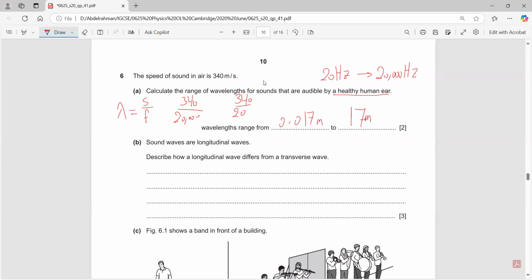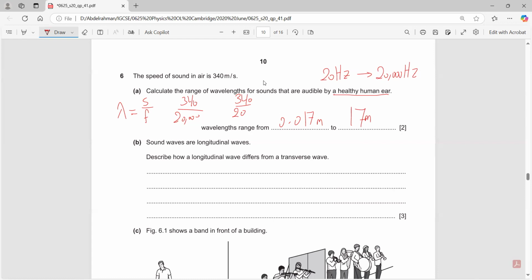Sound waves are longitudinal waves. Describe how a longitudinal wave differs from a transverse wave. A longitudinal wave vibrates left and right, parallel to the energy motion, while the transverse waves vibrate up and down, perpendicular to the energy motion.